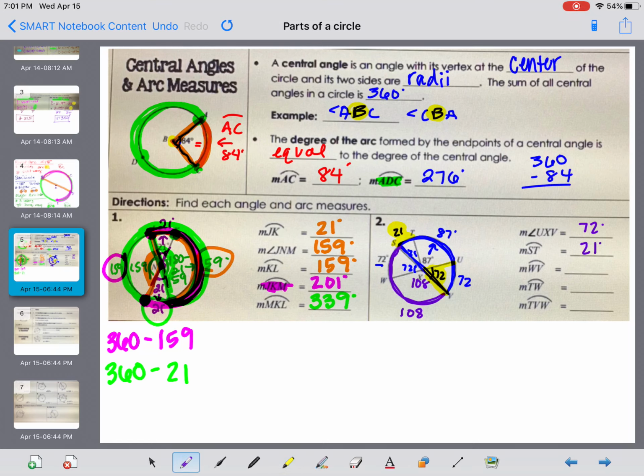Then it asks us for arc ST. Arc ST is this little bitty arc over here that we already figured out was 21 degrees. Then it asks us for arc WV. Arc WV is this arc right here, and we've already figured out that that's 108 degrees. Then it asks us for TW. So TW goes from T right here to W right here. Now that adds together our 21 and our 72. So 21 plus 72 is 93 degrees.